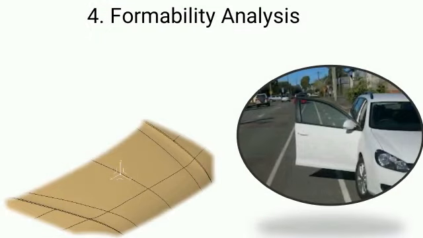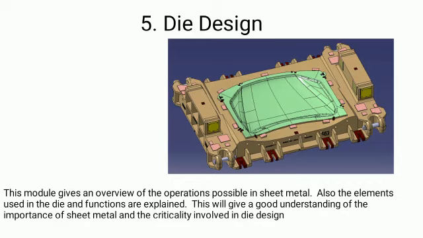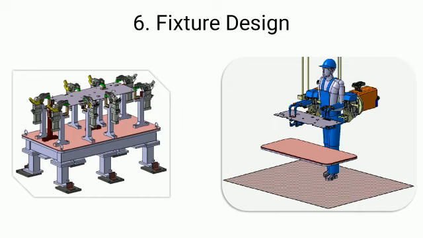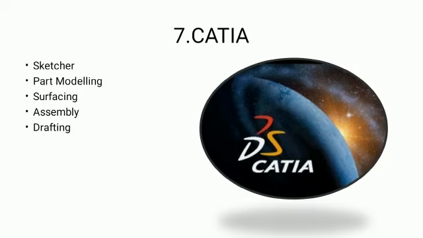Now to manufacture this bonnet, we require a die and a fixture. Such things you will learn in die design and fixture design. Once you complete these 6 domains, then you will go for CATIA. You are all aware of it because it was already taught in the second year, semester number 4. Again, here we will learn sketcher, part modeling, surfacing, assembly, and drafting in detail.